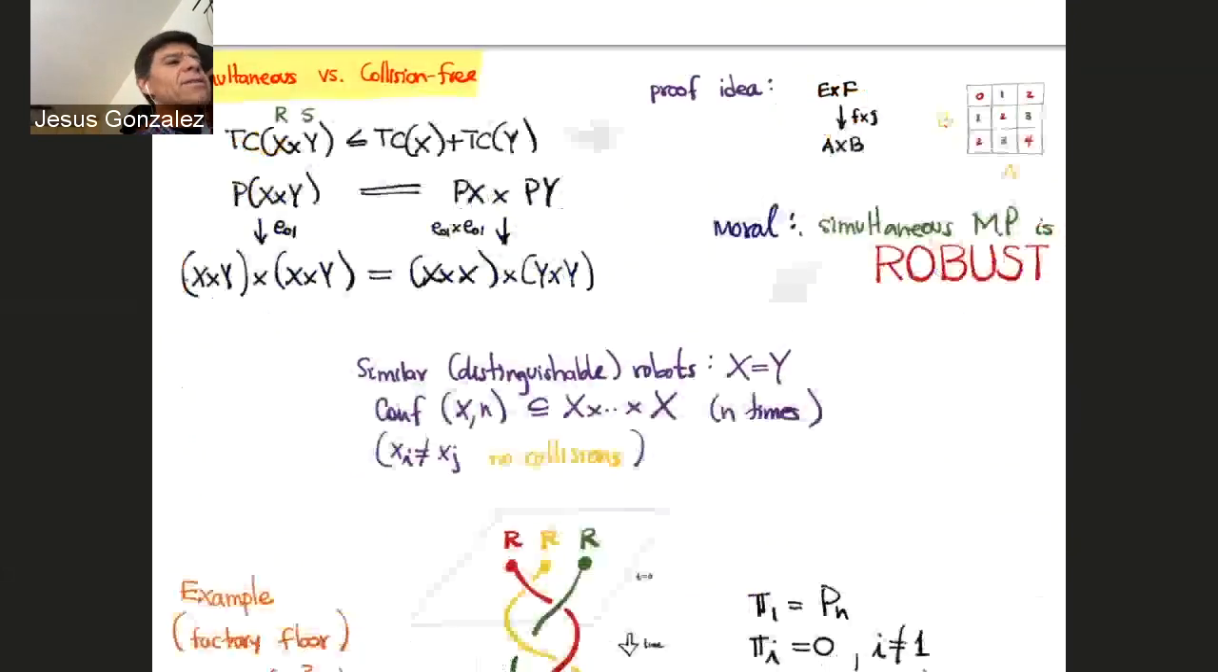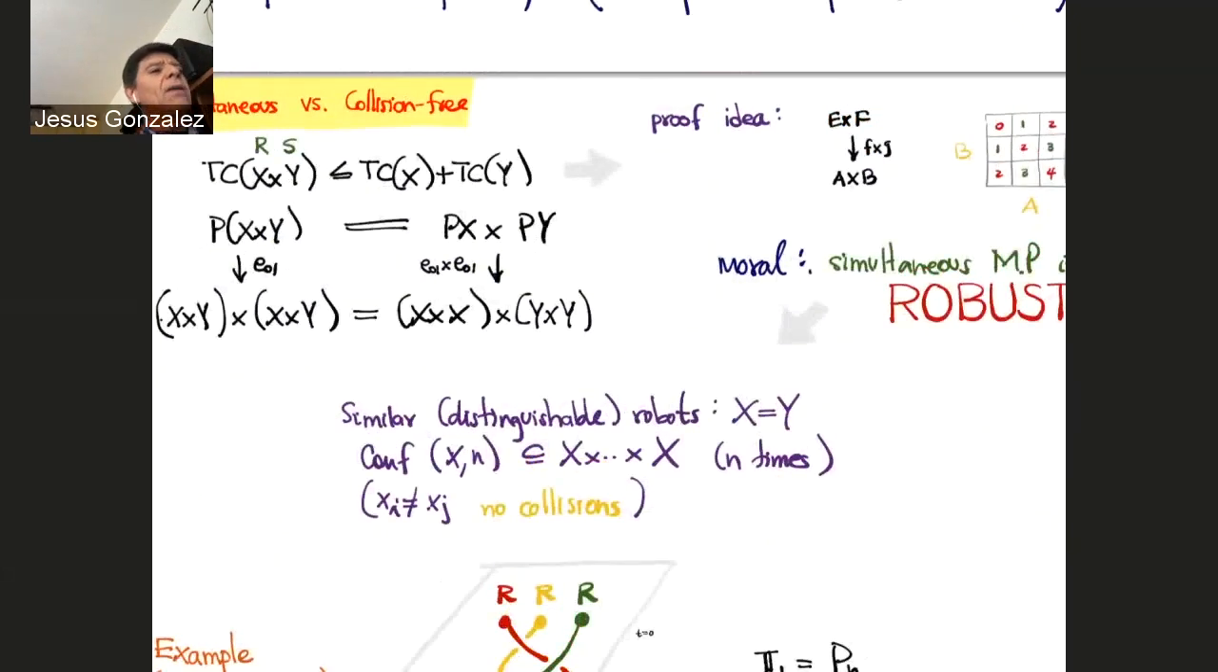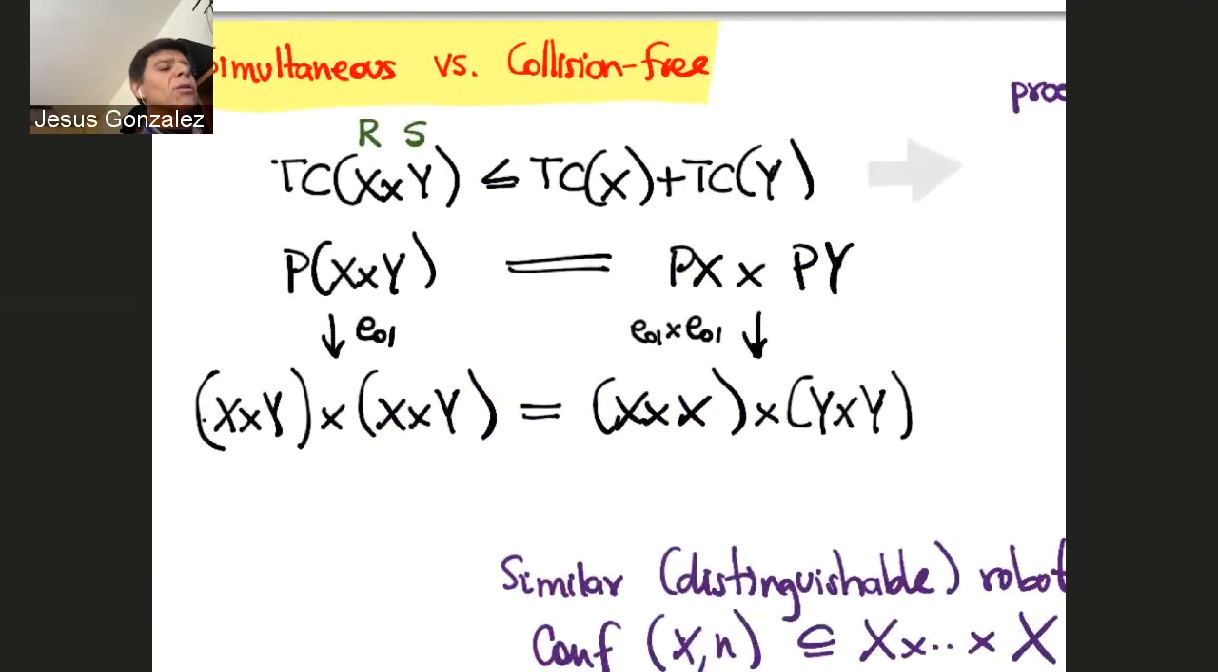So let me start with the first thing. Let me go back again with products and recall that the topological complexity of a product is bounded from above by the sum of the topological complexity of the factors. This fact is more or less easy to see.